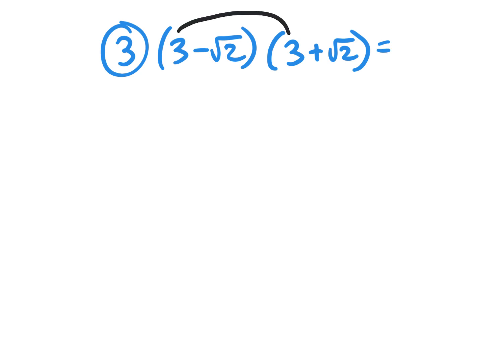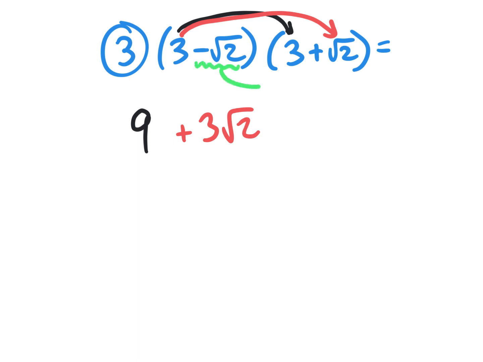What is 3 times 3? 9. What is 3 times square root of 2? Plus 3 square root of 2. Okay. What is negative square root of 2 times 3? 3 square root of 2. Okay. And what is negative square root of 2 times positive square root of 2? A negative times a positive is a negative.